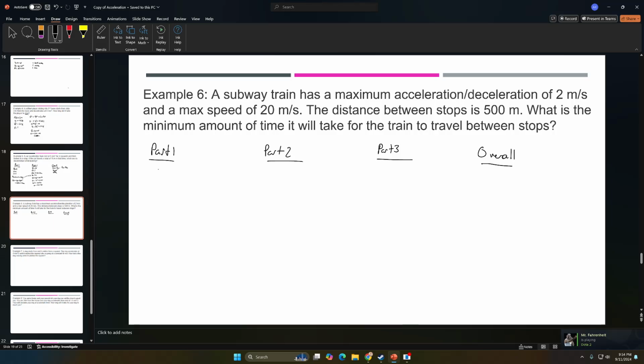Part 1, this is the part where it's speeding up. Acceleration is 2, initial velocity is 0, and the final velocity, the maximum speed, is going to be 20. Part 2, this is max speed. Part 3 is slow down.